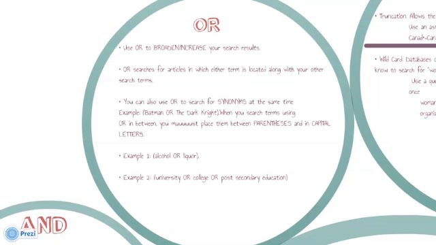When you search terms using OR in between, you must place them between parentheses and in capital letters. An example here is alcohol OR liquor, and university OR college OR post-secondary education. That's exactly how you would put it into the search box. There is an option to use a drop-down menu for OR, but I would recommend this far more than any other method.